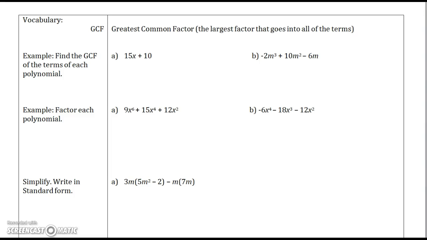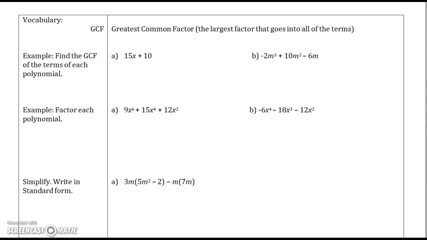So vocabulary, GCF, greatest common factor. This is the largest factor that goes into all of the terms. The greatest common factor, the largest one that goes into all the terms. So for our first example, they ask us to find the GCF of the terms for each polynomial.